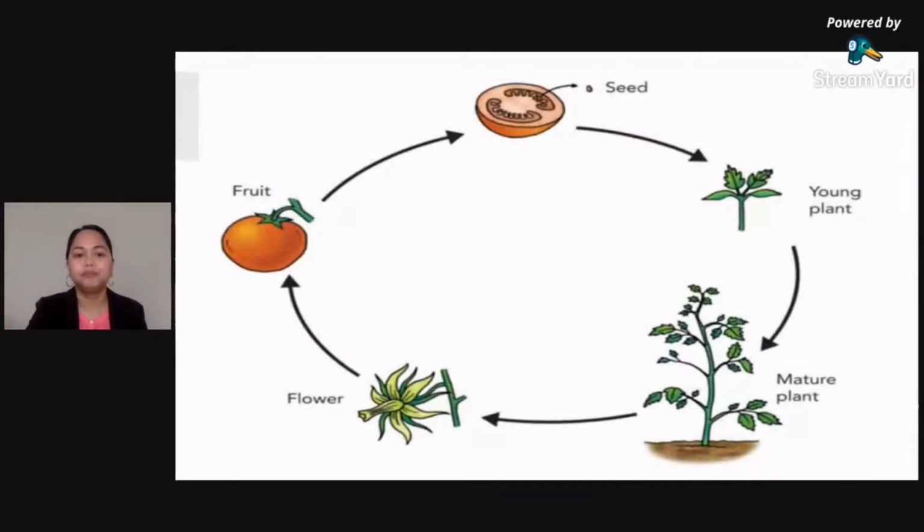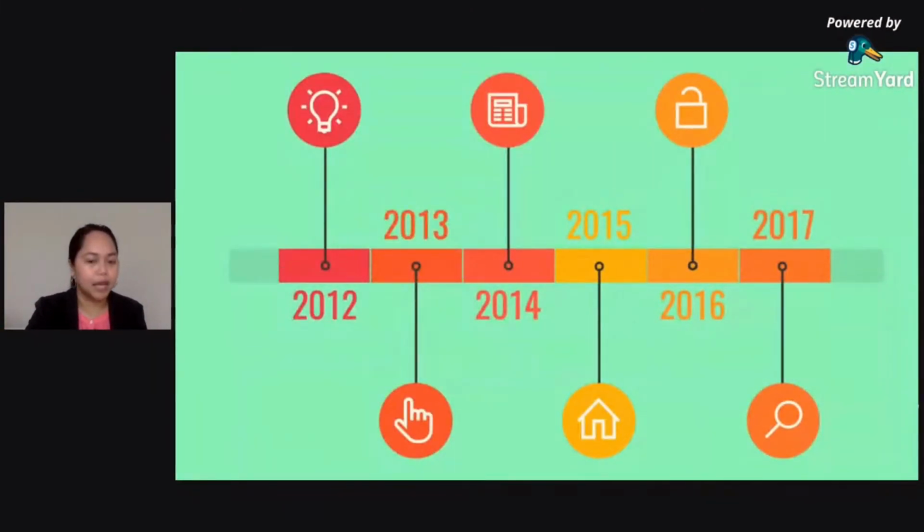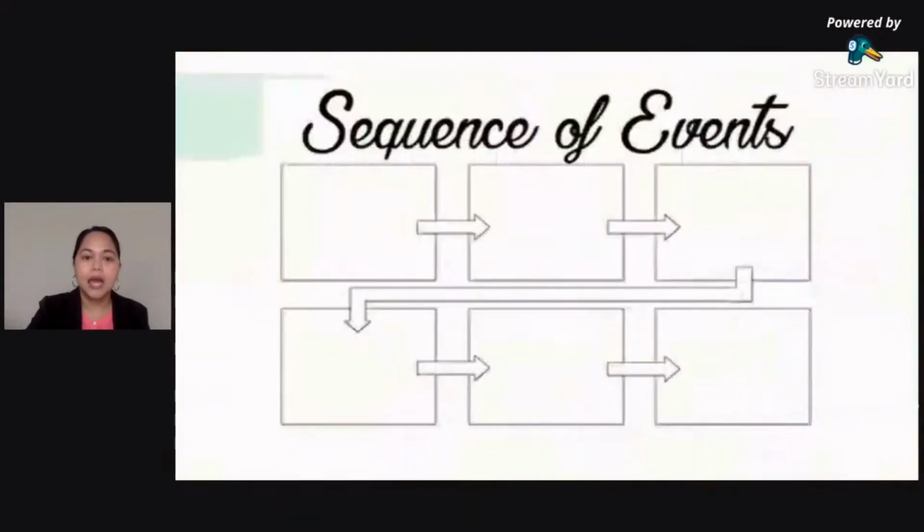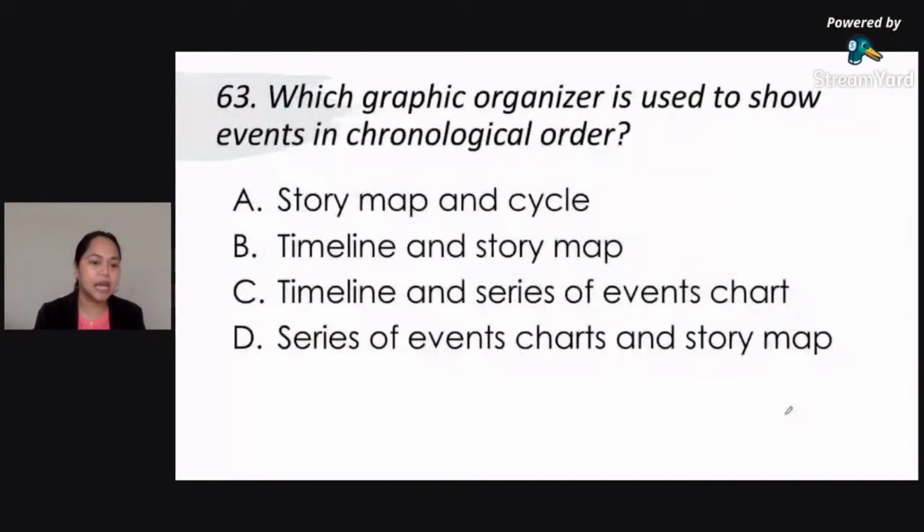That's a cycle. Now, this is your timeline. So, timeline, meron ka mga dates, and then what happened in those dates. Okay, so that's an example of your timeline. And then this one is your series of events or sequence of events. So, this is event 1, and then what happens, and then followed by the next event, and so on. Okay, so very clear. Your answer should have been letter C, timeline and series of events chart. So, that's the correct answer, letter C is the correct answer for number 63. Timeline and series of events chart.